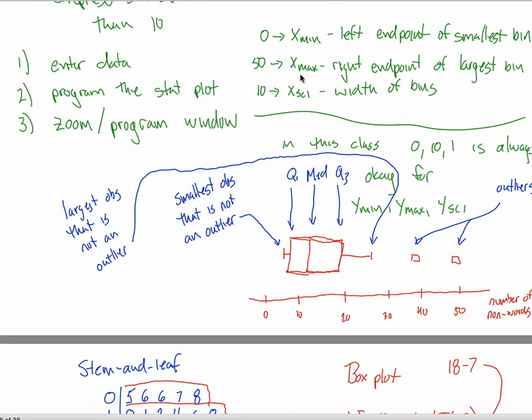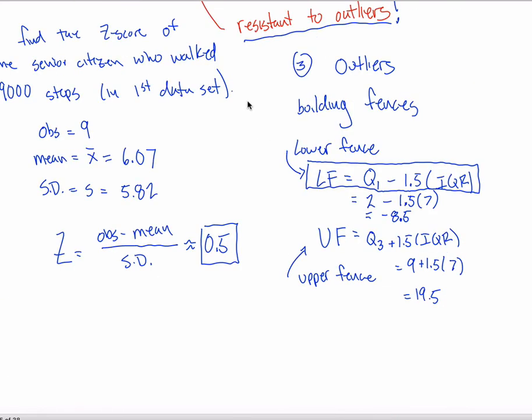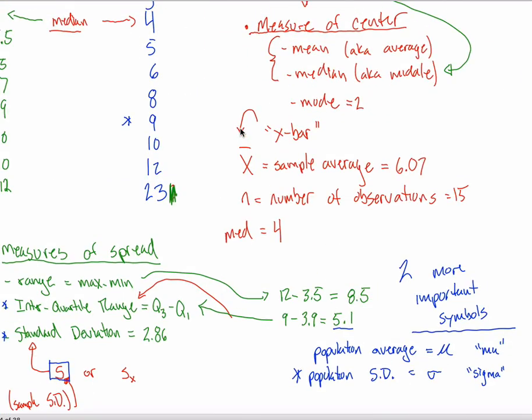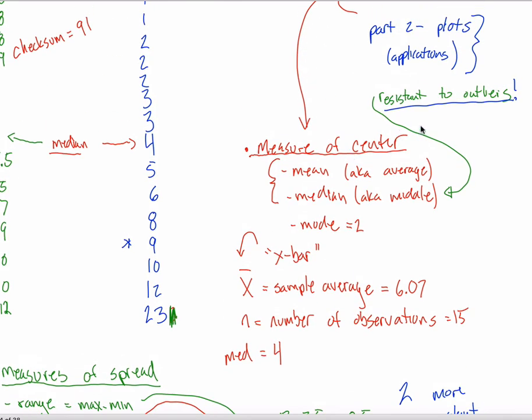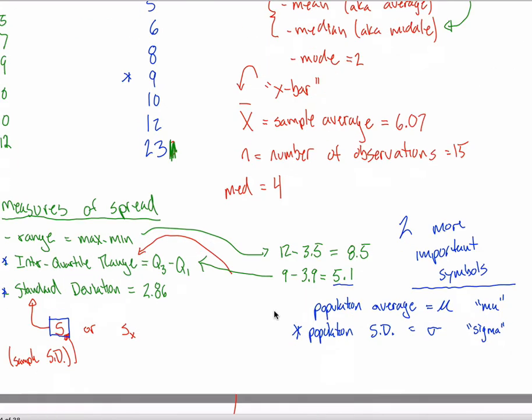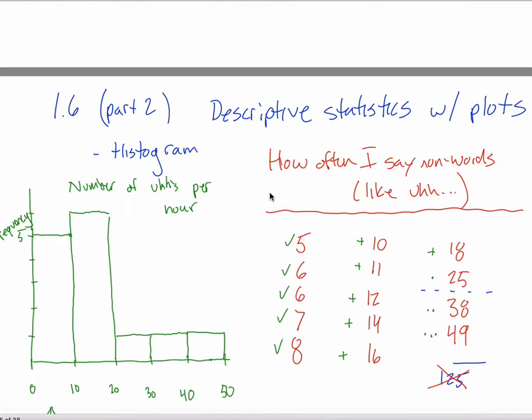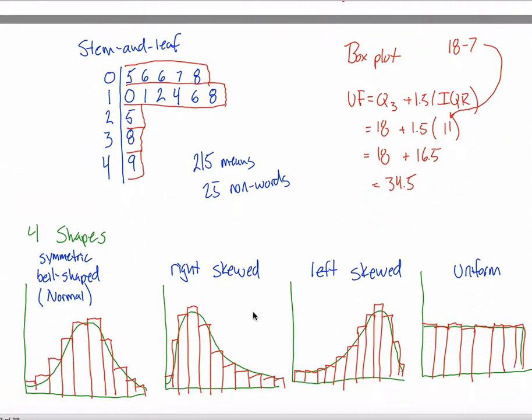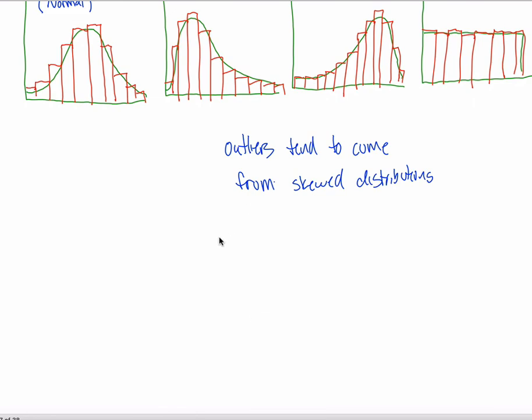Why does that matter? Well, because maybe you recall back in 1.6 part 1 that we had two different measures of center that we cared about, the mean and the median. And we had two different measures of spread that we cared about, the interquartile range and the standard deviation. And the big difference between mean and median and interquartile range and standard deviation is two of them were resistant to outliers. The interquartile range and the median are resistant to outliers. Right, that was a big important fact. Why that matters is what we'll see going forward is if your data is skewed, then you're worried about outliers. If you're worried about outliers, you want to use measures for center and spread that are resistant to outliers. Outliers tend to come from skewed distributions.